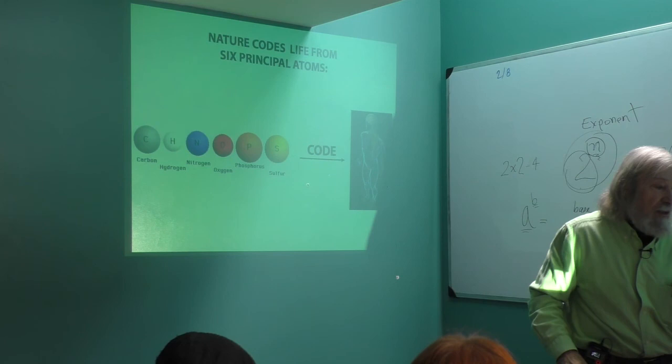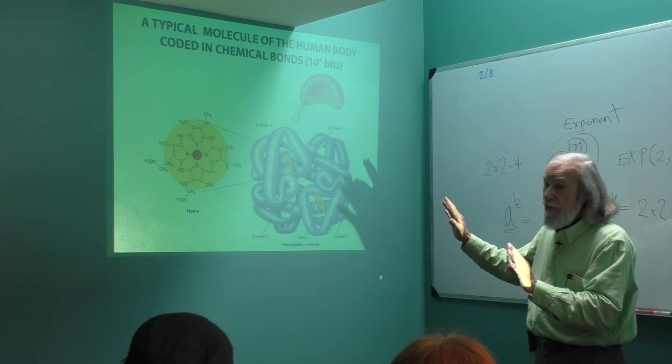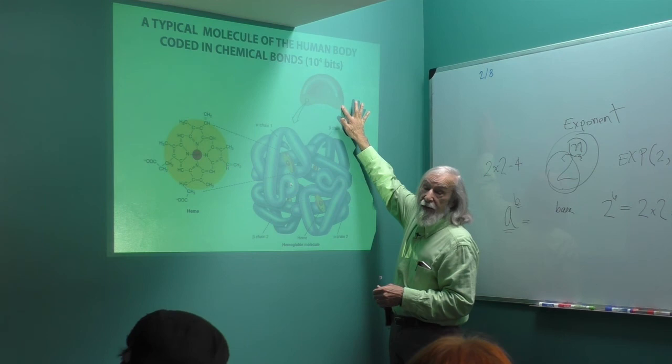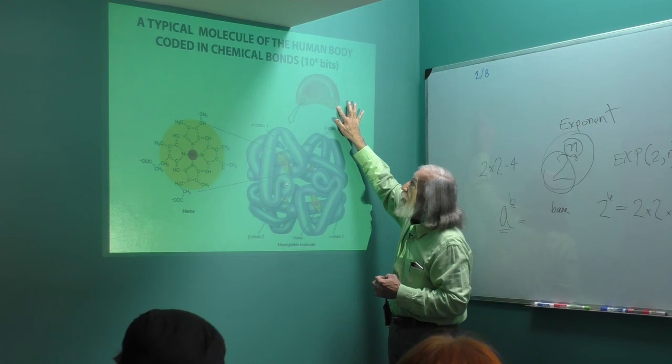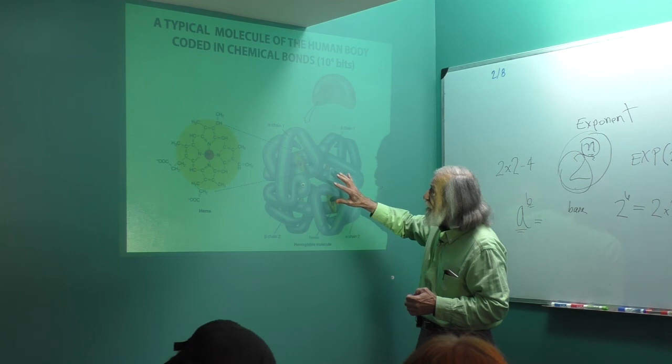So, what I'm trying to show you here is how a typical molecule in the human body, a fairly complicated molecule, and you don't have to know exactly all of its twists and turns. It's hemoglobin. Hemoglobin is in a blood cell. It's the thing that transports oxygen in the blood, this little molecule. And it's sitting inside the red blood cell. And this is what it looks like in a kind of biochemistry cartoon. And this is sort of what this heme molecule looks like.